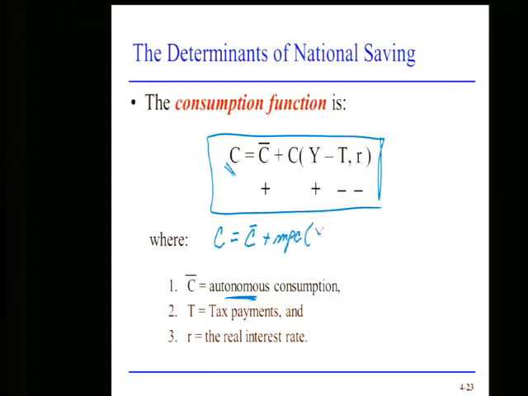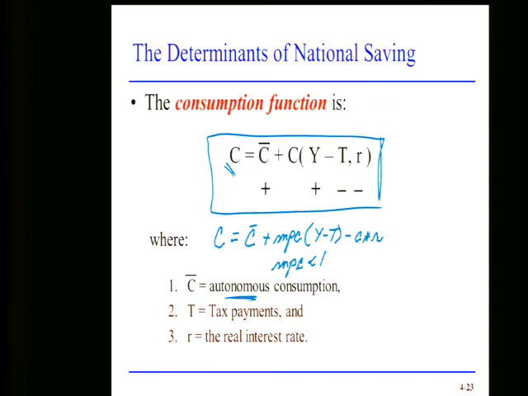And you may remember this from Econ 1. Or maybe not. Where total consumption equals autonomous consumption, plus something called the marginal propensity to consume, times disposable income, minus a parameter, some value called C, times the real interest rate. Now, in the aggregate, the marginal propensity to consume is less than 1.